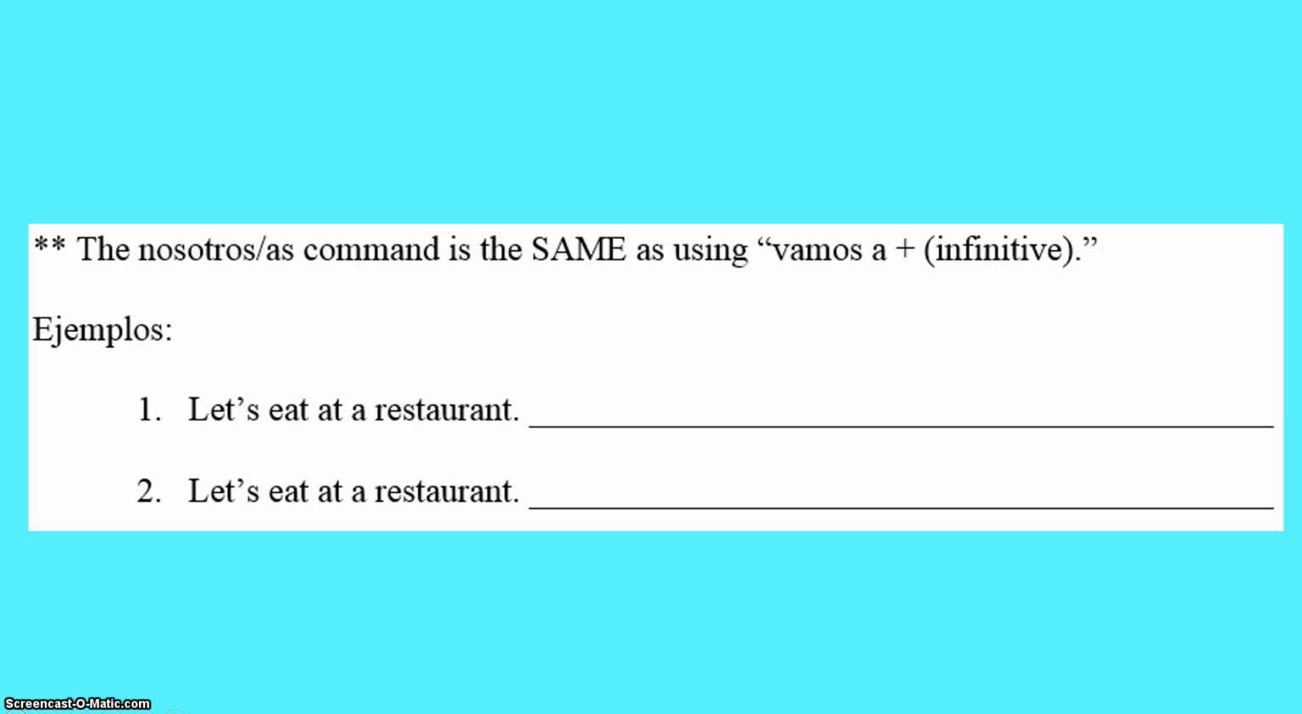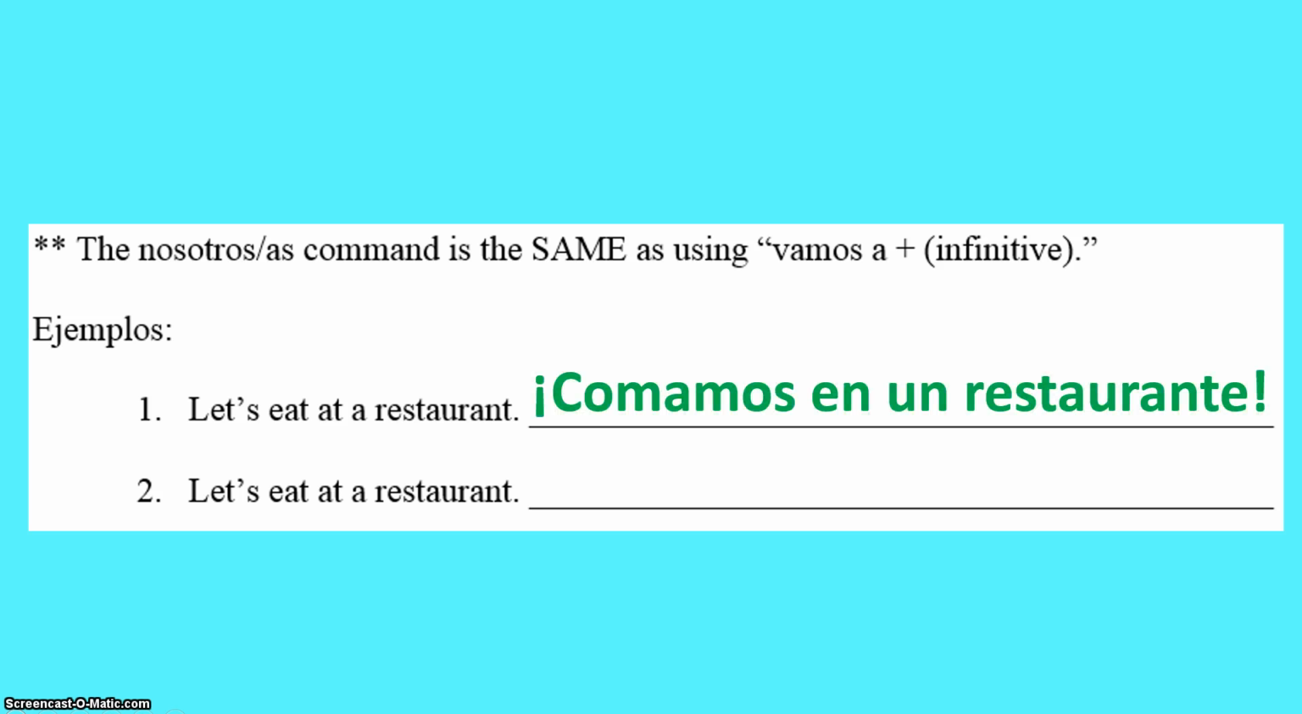The nosotros, nosotras command is actually the same as using the vamos a plus infinitive that you learned in Spanish 1. Comamos en un restaurante. Number 1 is an example of a command. Vamos a comer en un restaurante. Number 2 is an example of using ir a plus infinitive. These two sentences technically mean the same thing, they're just using different grammatical techniques.